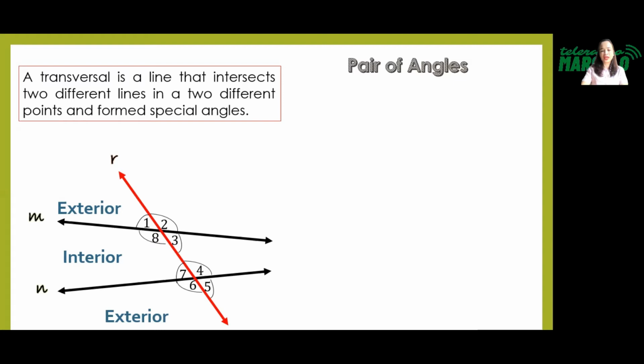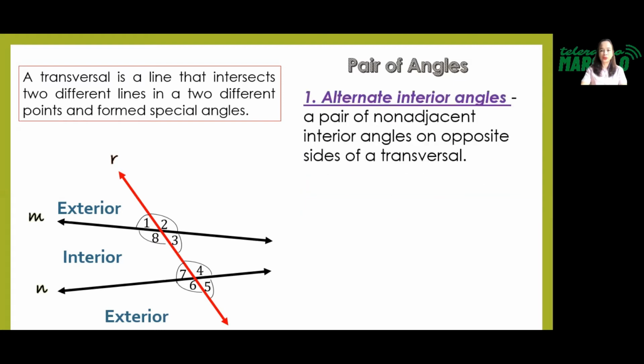The first pair of angles that we have here is called alternate interior angles. Alternate interior angles are a pair of non-adjacent interior angles on opposite sides of a transversal. So looking at the figure, what are the alternate interior angles? Those are angles 3 and 7, angle 4, and angle A.